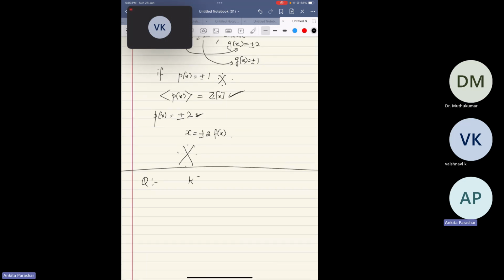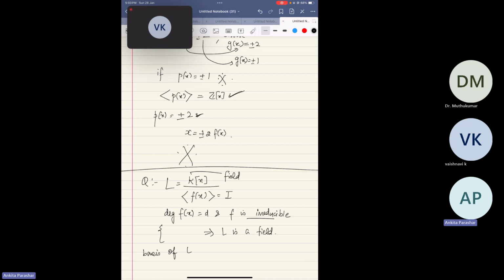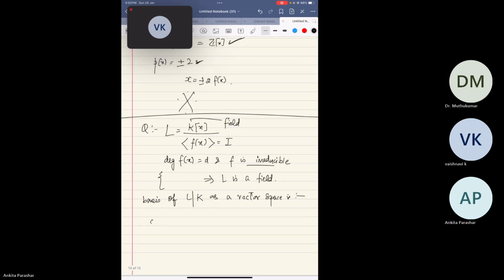If you have, let's say, K[x] where K is any field, and you have a polynomial f(x) of degree d, and f is irreducible, then please check once. Otherwise, we will prove next time that, if this is I, and f is irreducible, then you know that L is a field. And a basis of L over K as a vector space is the following: I, x + I, up to x^(d-1) + I, where d is the degree of your polynomial. This is a basis. Can you follow the statement at least?